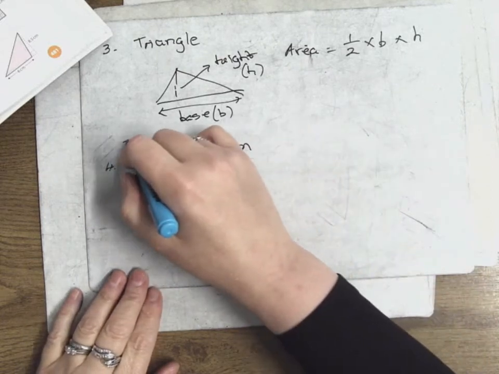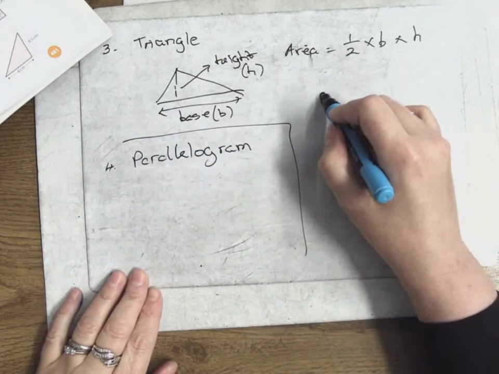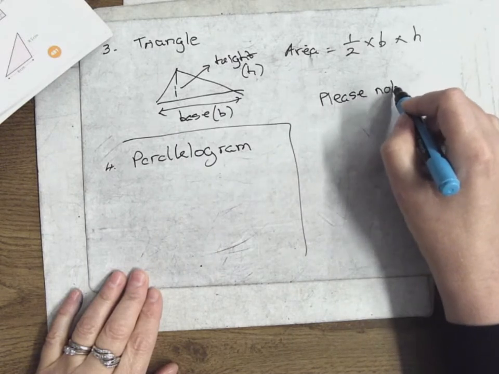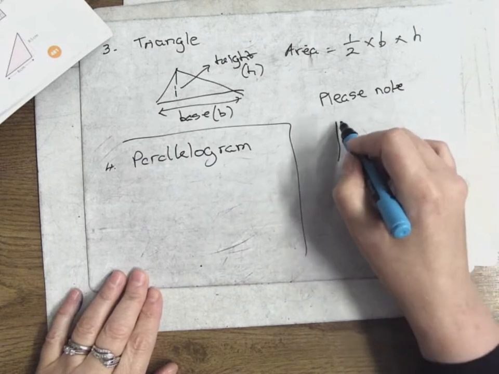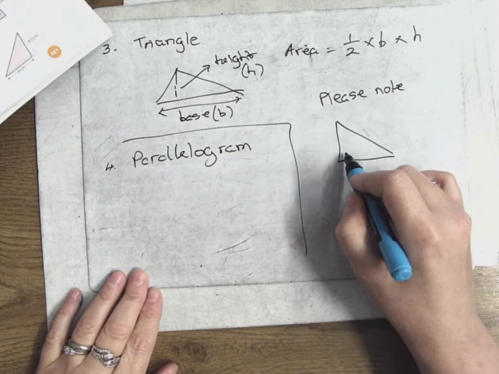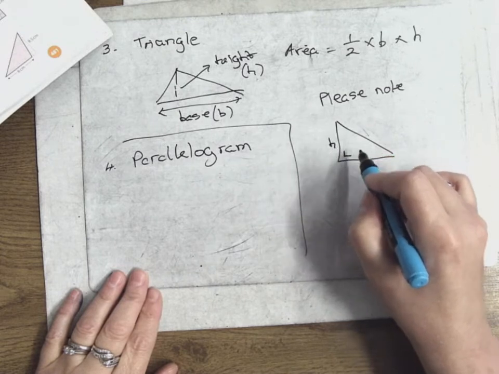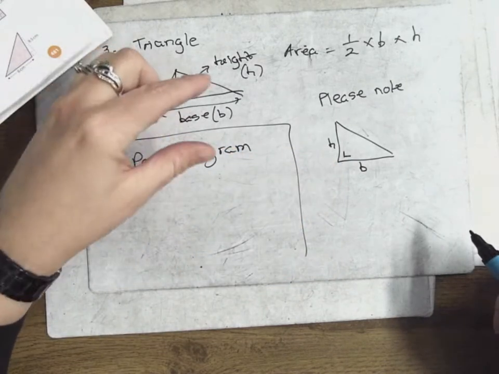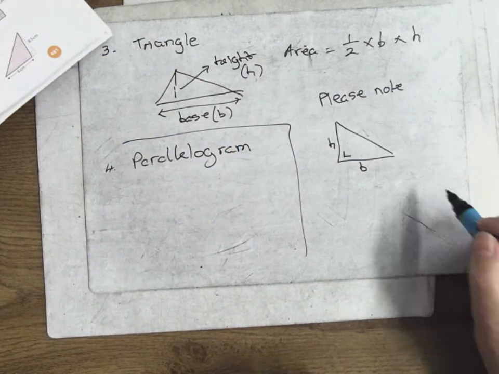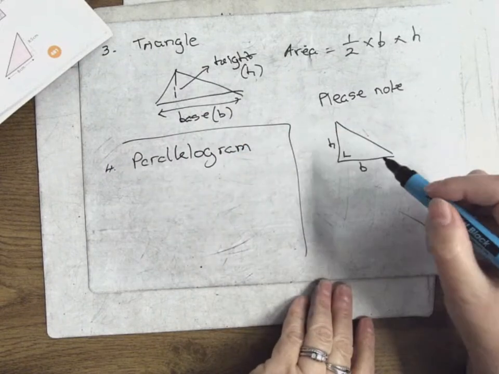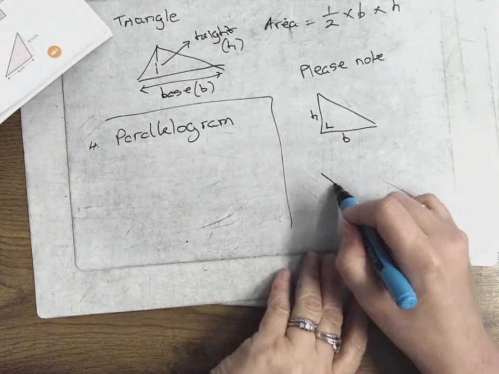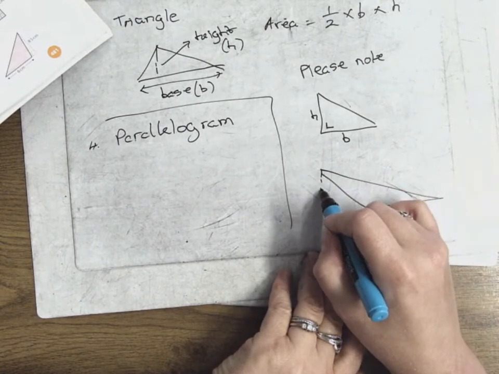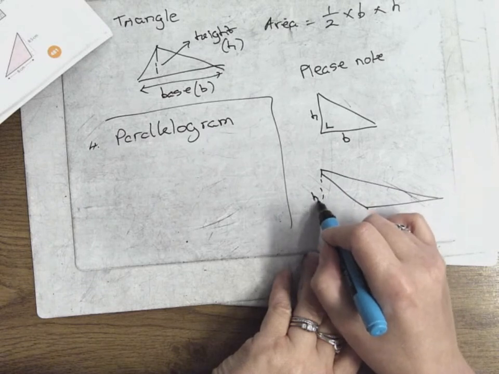Please note, okay, in a right angle triangle, the actual height is the side. So in a right angle triangle, the height is the side. This is the only time where the height is the side. Everywhere else it just goes up the middle, right? But in a right angle triangle, the height is the side. And in a weird looking triangle like this, the height is on the outside. So the height is out here. So the height is on the outside.